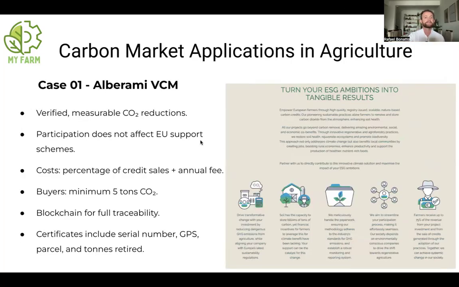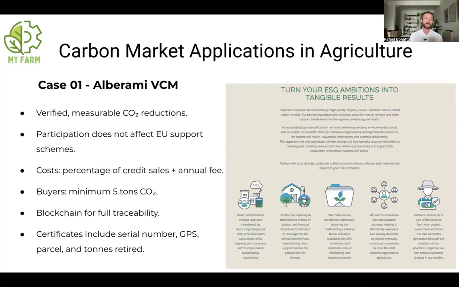Other thing, still regarding the Alberami VCM: verified and measurable carbon dioxide reductions. So they adopt a methodology that verifies and measures. The participation does not affect European Union support schemes. Example, CAP, the Common Agriculture Policy. The Common Agriculture Policy pays farmers for green credits and so on. It does not have any problem for the farmer to be participating in EU support schemes and participating in a voluntary carbon market. They're not competing, okay?